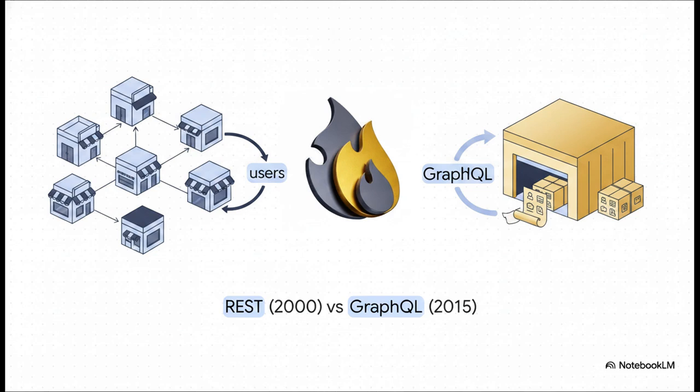On the other side, we have GraphQL. Developed by Facebook and released in 2015, GraphQL operates a bit differently. It's actually both a query language for your API and a runtime for executing those queries against your data. But the biggest difference between them is exactly how data is sent to the client.